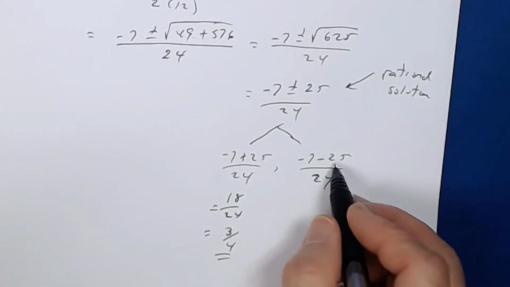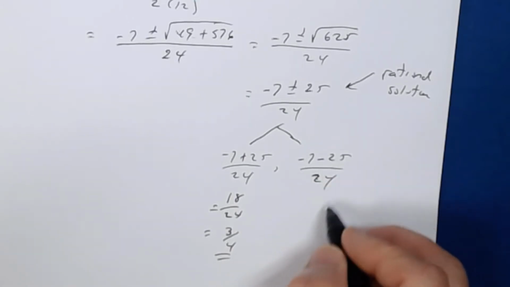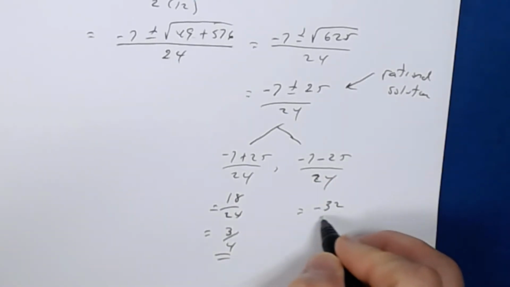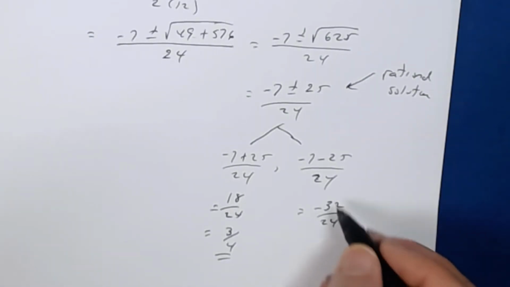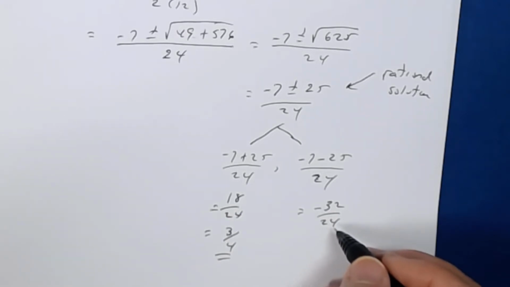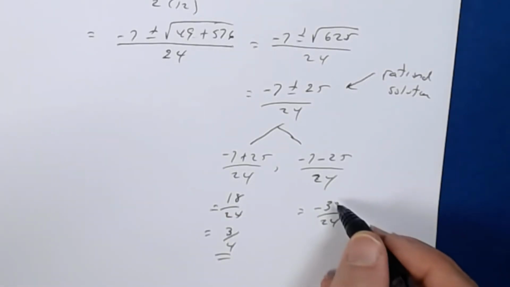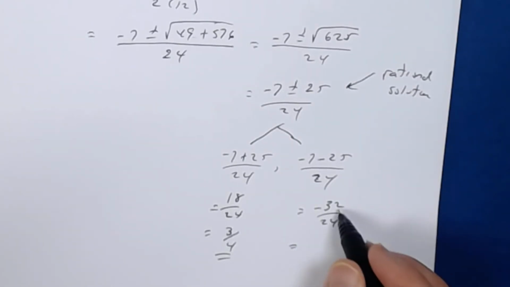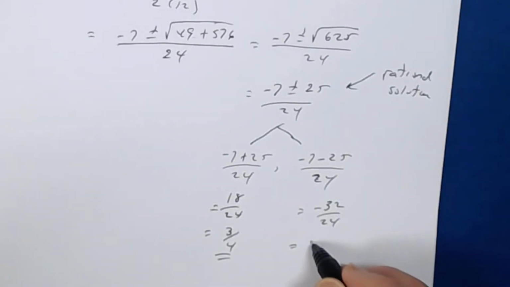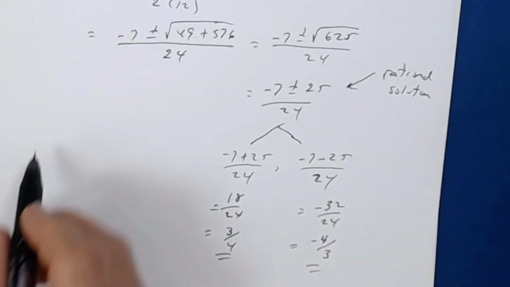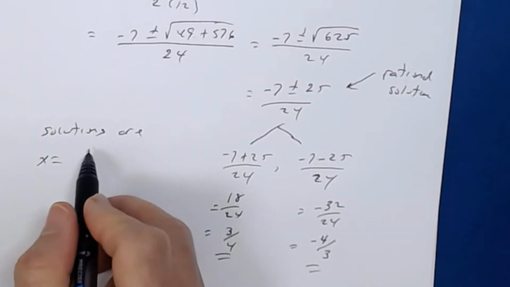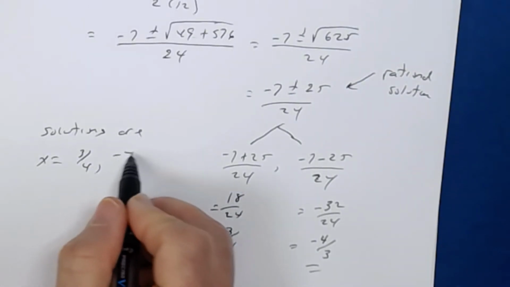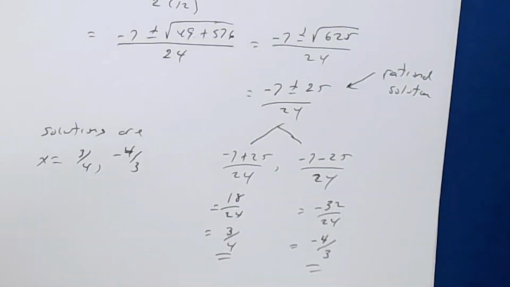Negative 25 and a negative 7 is a negative 32 divided by 24. For those two numbers, the numerator and the denominator, the greatest common factor is 8. So negative 32 divided by 8 is negative 4. 24 divided by 8 is 3. So those are your solutions. So my solutions are x equals 3/4, comma, negative 4/3. Okay? All right, that was number 2.